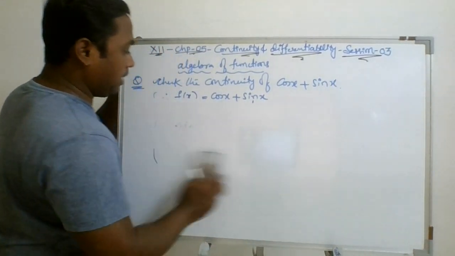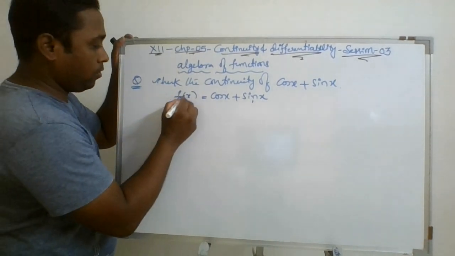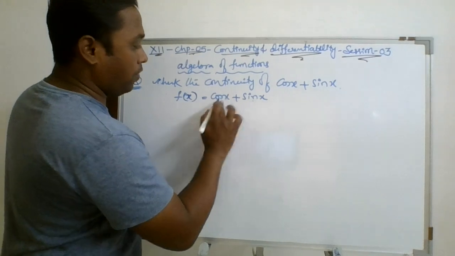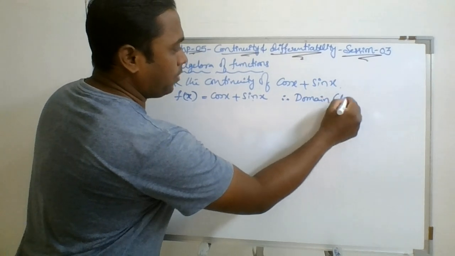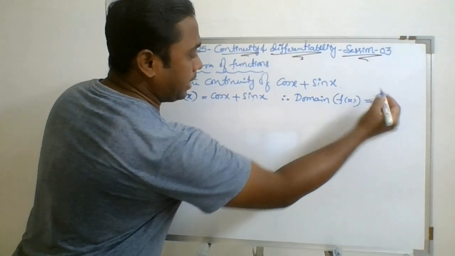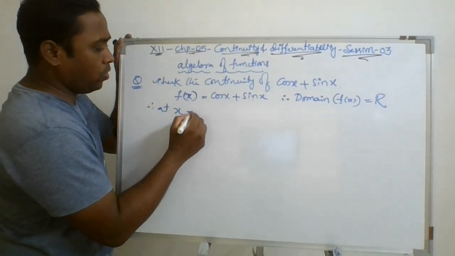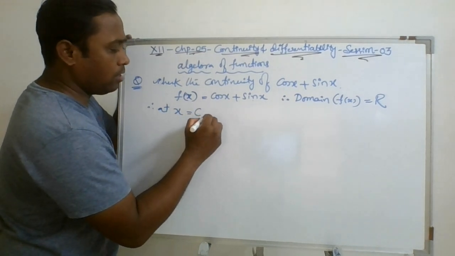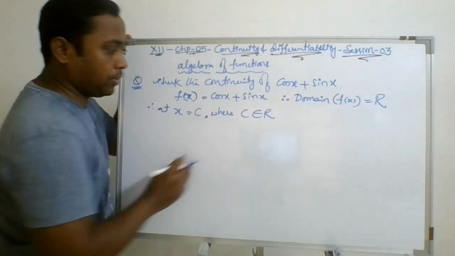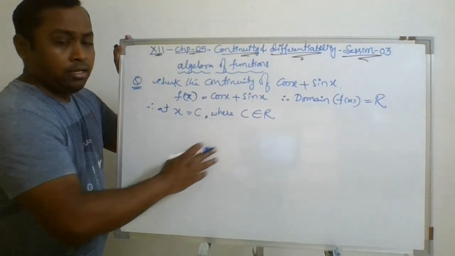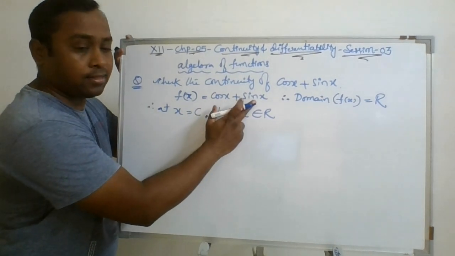So this is a question, and thereafter we are going to check the continuity in the domain. What we are saying here is simply that the domain of the function f of x will be any real number. So therefore at x equal to a constant c, where c belongs to real numbers, and we know that c is any real number, at constant c we are going to check the continuity of cos x as well as sin x.